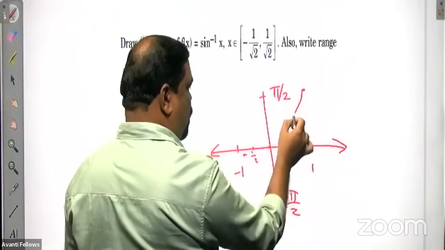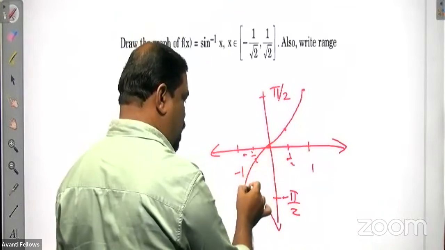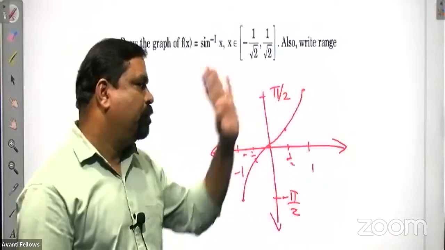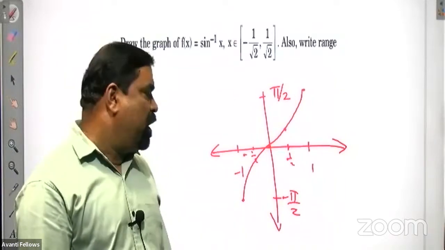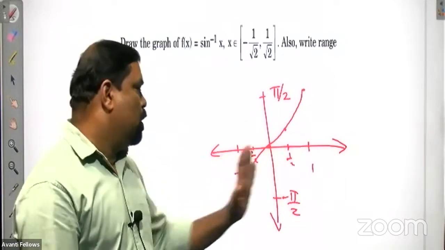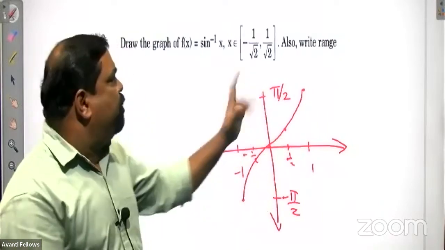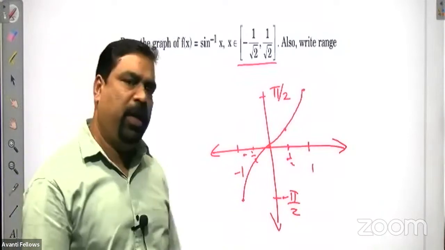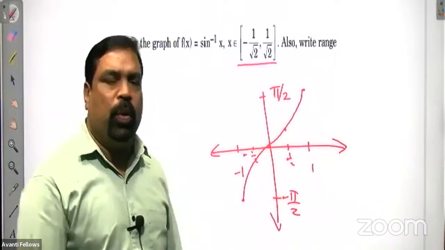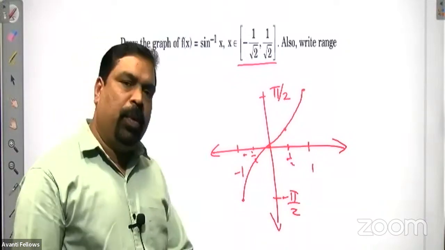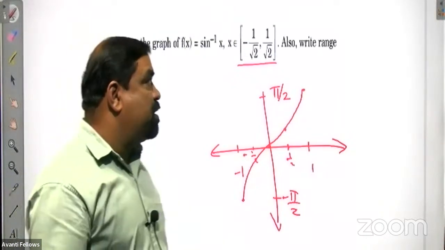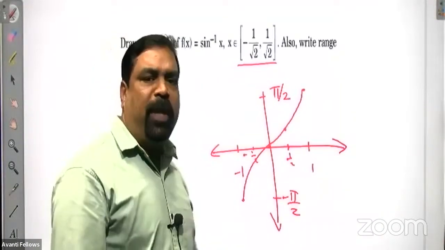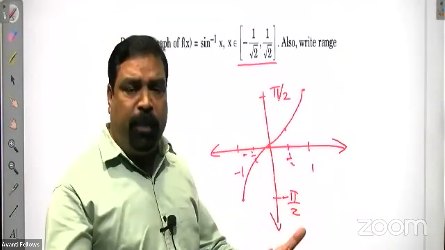So if you sketch the graph roughly, you will get this shape. The whole graph, -1 to +1, is the sine inverse x graph. But we want the graph from -1 by √2 to +1 by √2 only. So what is sine inverse of -1 by √2? The lower limit is here, actually -1 by √2.